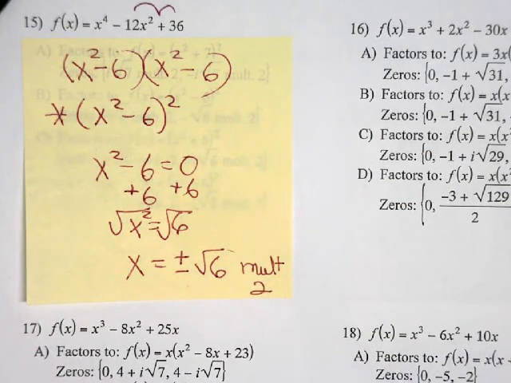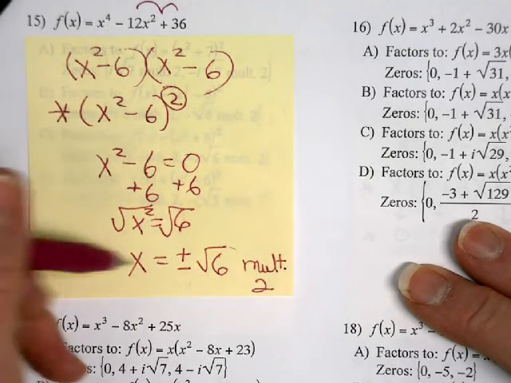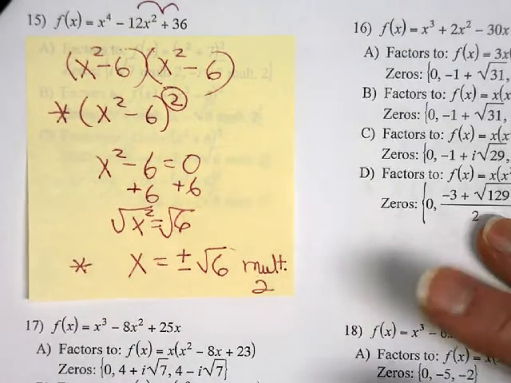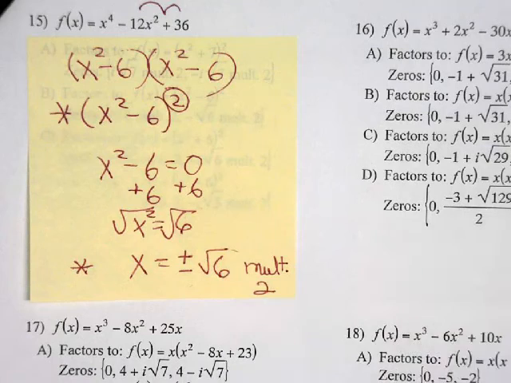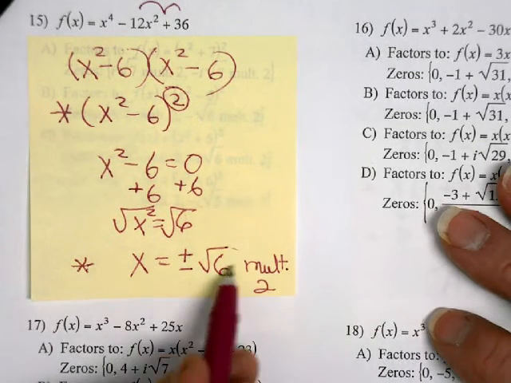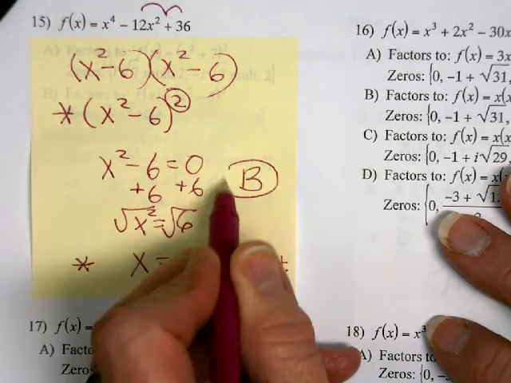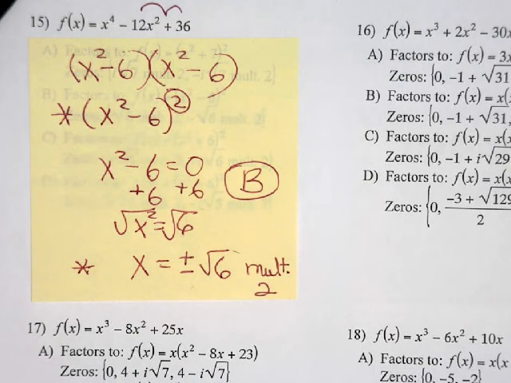Multiplicity of 2. Because, is that how they write it? Yeah. There's two factors that have this for an answer. So I need the square root of 6 multiplicity of 2 and the negative square root of 6 multiplicity of 2. So that is letter B.